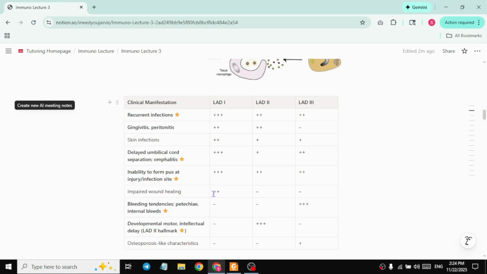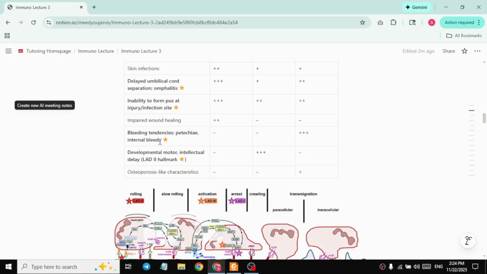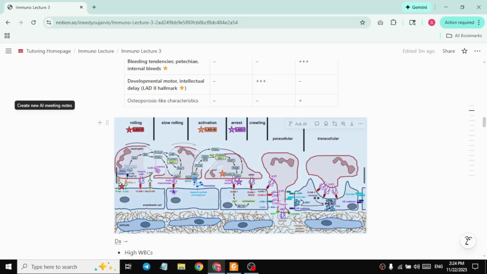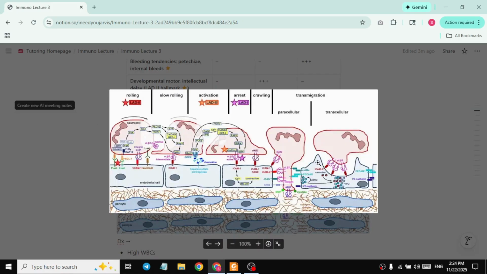Now impaired wound healing, still LAD1. But bleeding tendencies, LAD3. Okay. Motor and intellectual delay, that's going to be LAD2. That's the main thing, that's what we're looking for. Right? 1, 2, and 3, know the difference. Right? And just as a summary, this is another diagram which we can use.